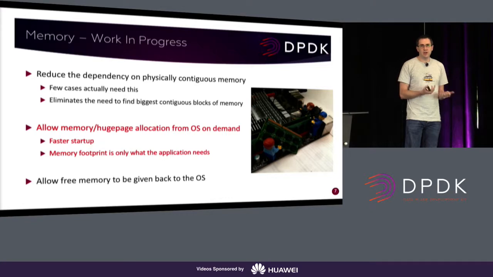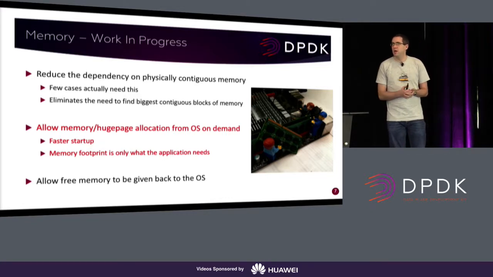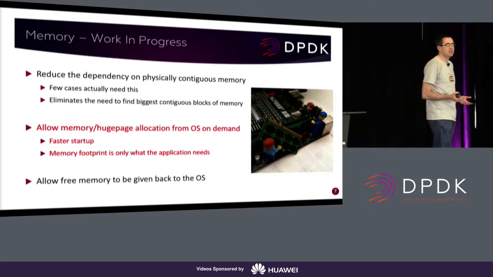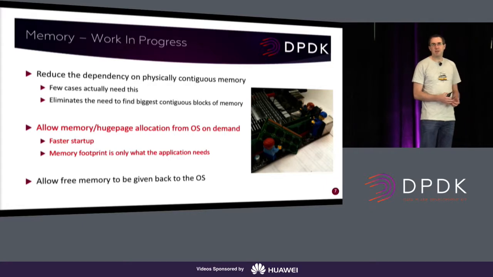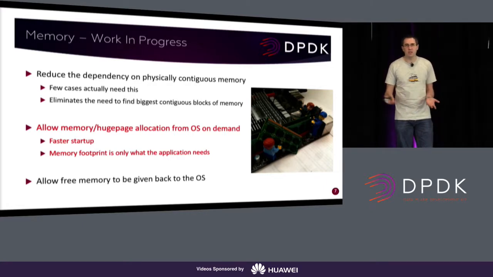We can get much faster startup time, first off, because we no longer need to go try and grab all the huge page memory, map it, find out its physical address, sort it by physical address, and then map it a second time round in order to get it physically contiguous. We don't need to do any of that. We can just pull in page by page as we need them.